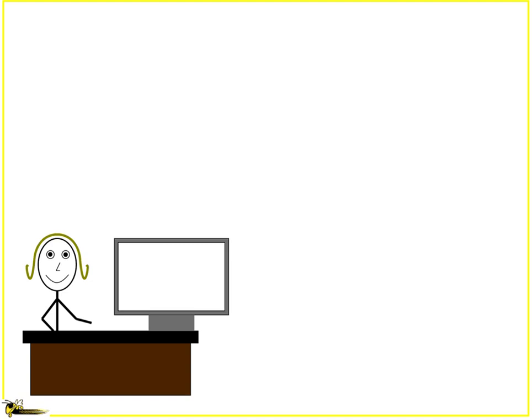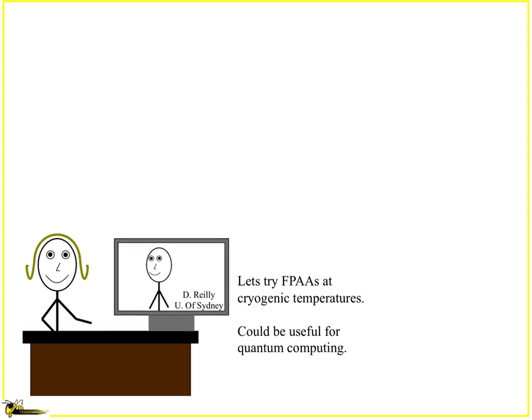So you think, great, this would be great. And so this all started by a conversation, starting with David Riley saying, hey, wouldn't it be great to kind of do some of these measurements? Because you'd like to try like FPAs at cryo temperatures, and we'll need to do floating gates there, and they can be really useful for quantum computing.